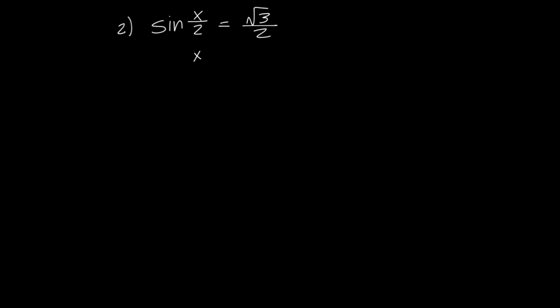So we're going to start off with the fact that our solutions have to be between 0 and 2 pi, which means that x over 2 is going to have to be between 0 and pi. All we did was divide everything in this inequality by 2. Alright, so x over 2 has to be between 0 and pi. That means that we only go half a rotation around the unit circle.